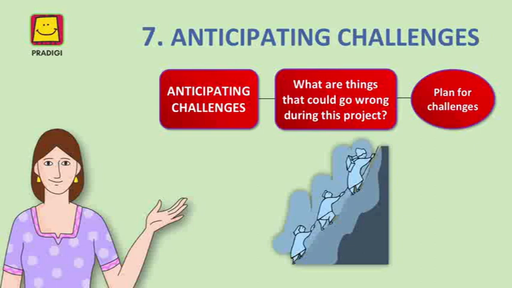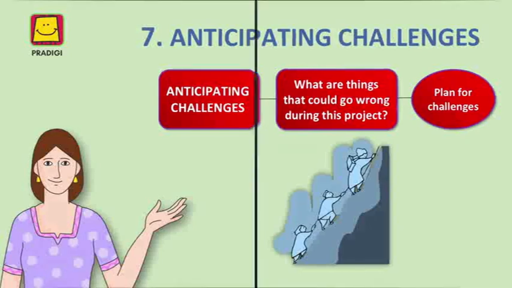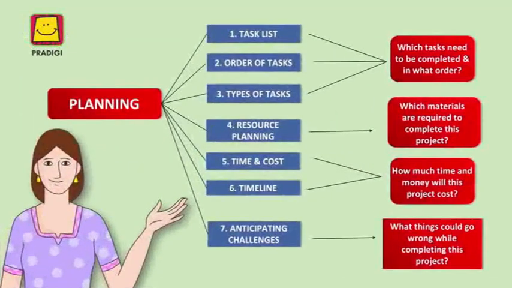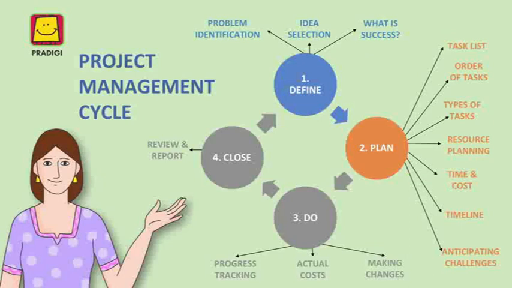If you have thought about this beforehand, then you will be able to ensure that your house construction is not affected. Let's look at all the 7 steps of the planning process together. Once you have completed these steps, you will be ready to implement your project. So far, we have learned about 2 stages of project management: define and plan. To complete the project management cycle, watch the remaining videos.